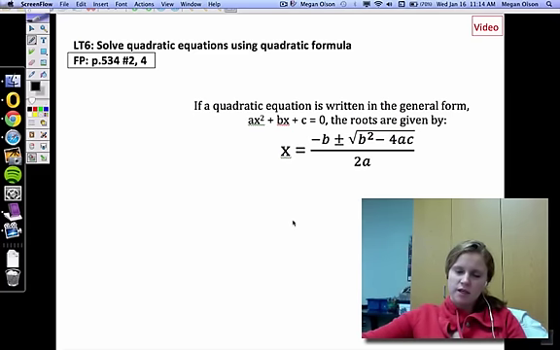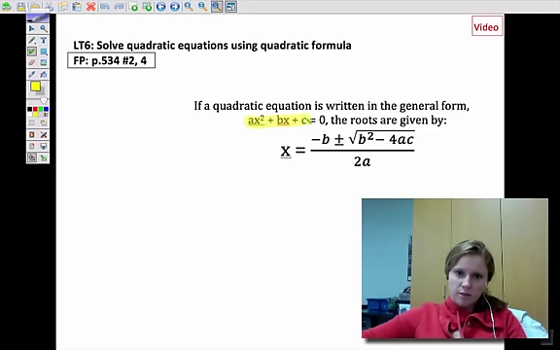It is really only used when you have a quadratic written in general form: a times x squared plus bx plus c, where a is the leading coefficient, b is the number that when we factored was the sum, and c is what when we factored was the product of the two opposite of the roots.